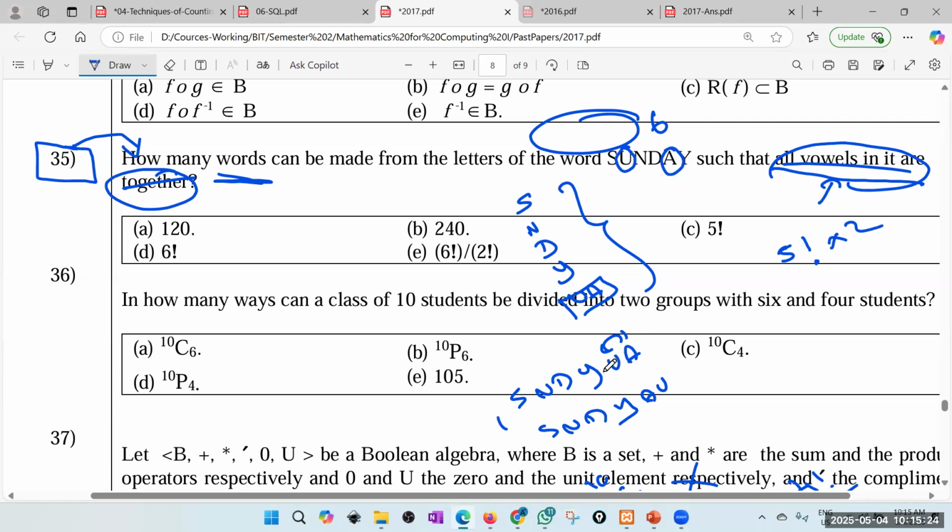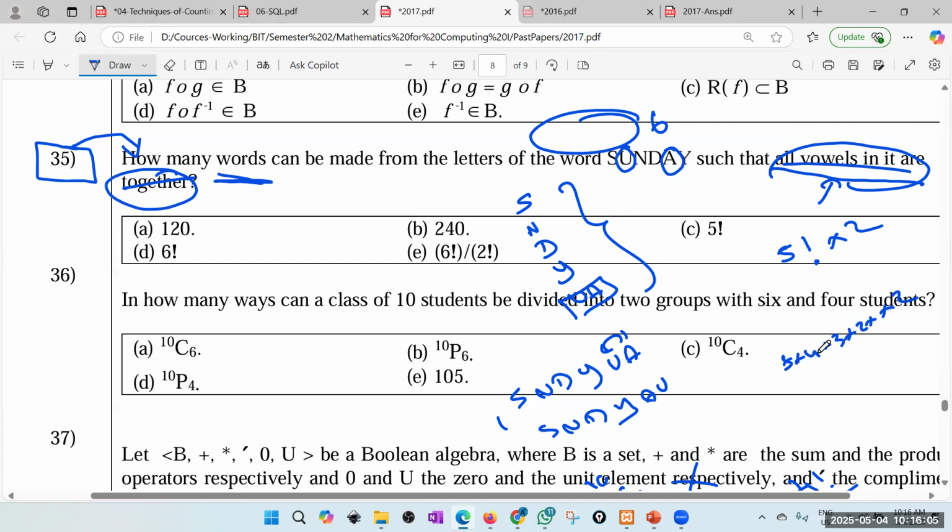So therefore, my answer is, I don't know whether it's correct or wrong. According to my logic, my common sense, my logical thinking, maybe I'm wrong. Sometimes we make mistakes. But my answer is factorial 5 into 2. Factorial 5 because I bound these two together, so that I took it as 1. Then these are distinct elements because other letters are also distinct, so it is factorial 5. But because these guys can interchange for each arrangement, I just multiply it by 2. So then it is 5 into 4 into 3 into 2 into 1 into 2.